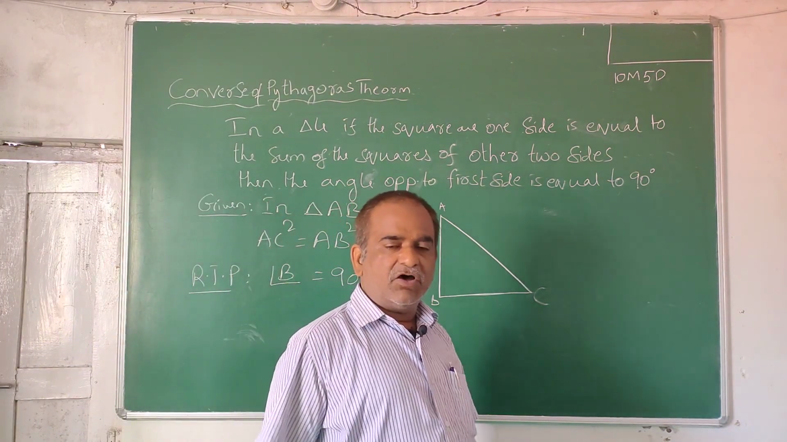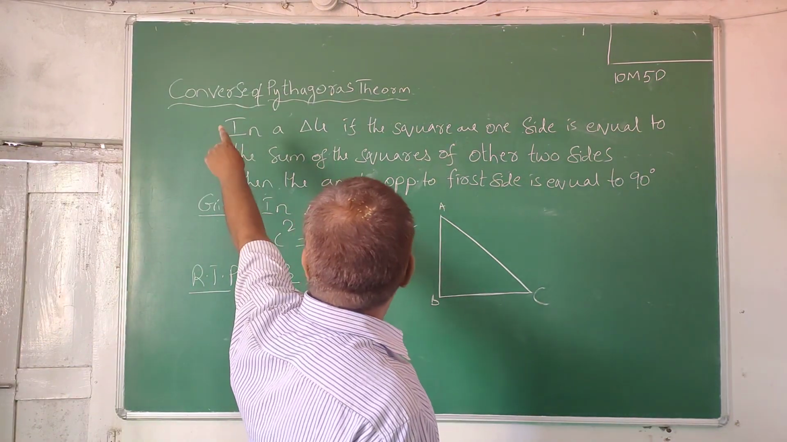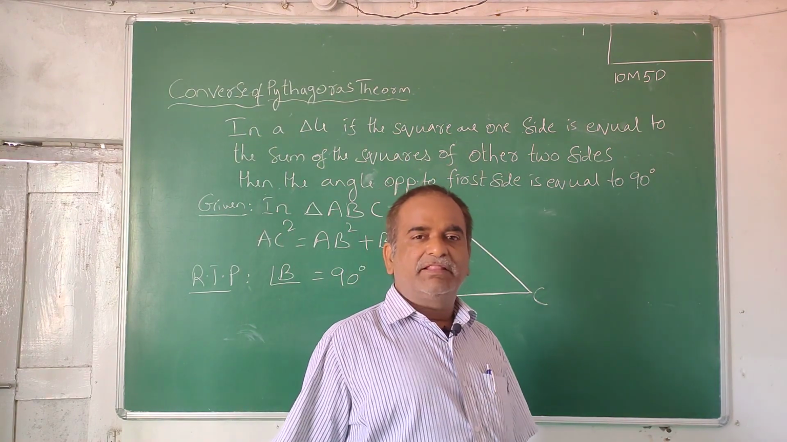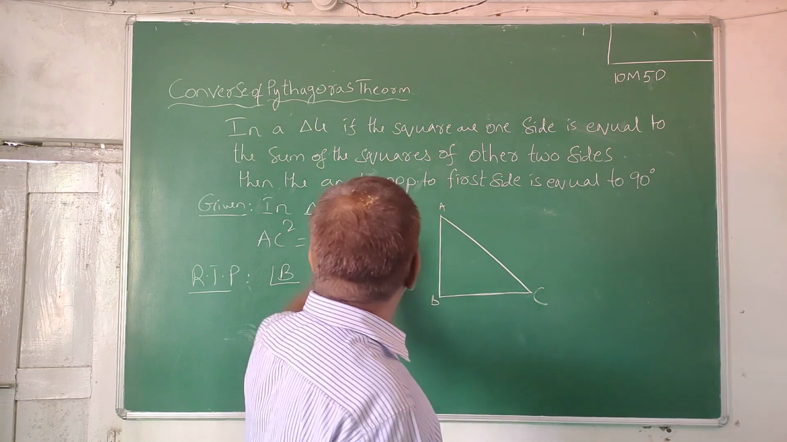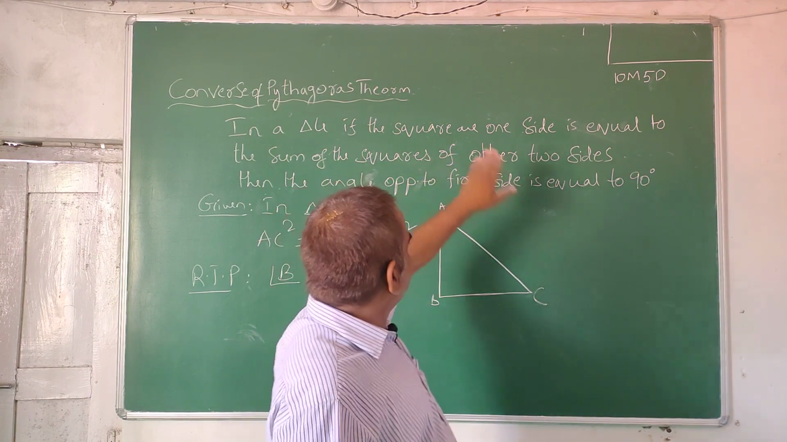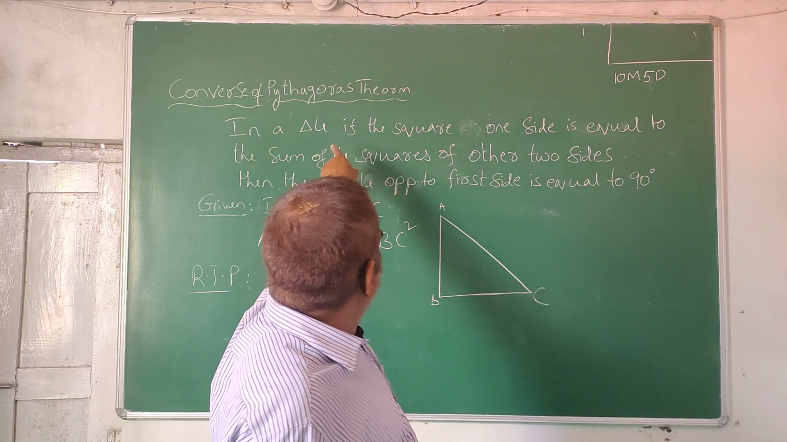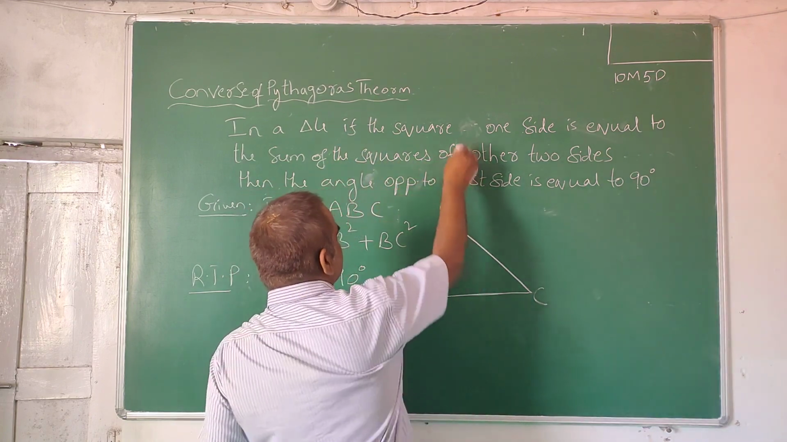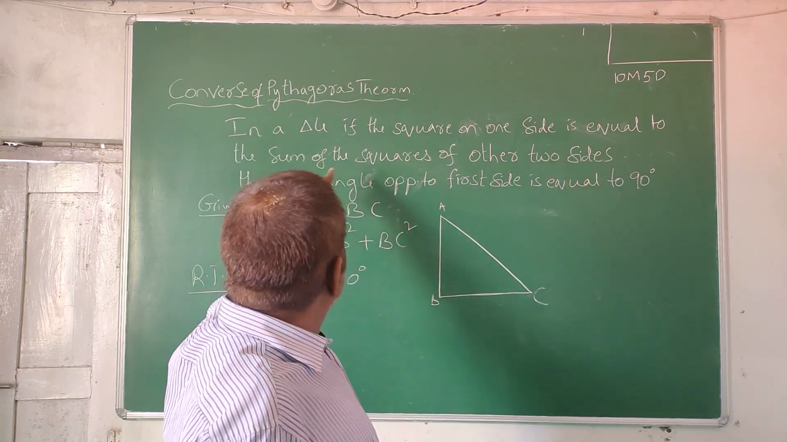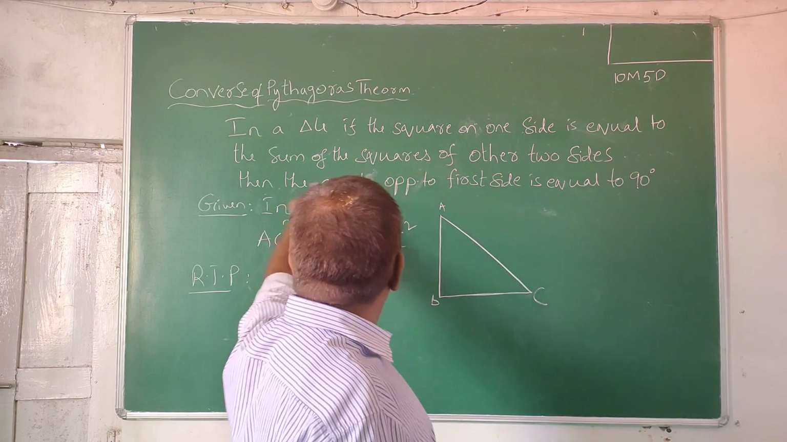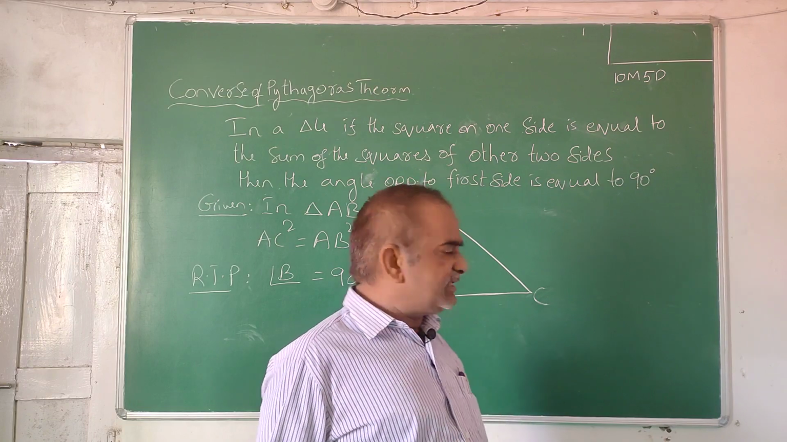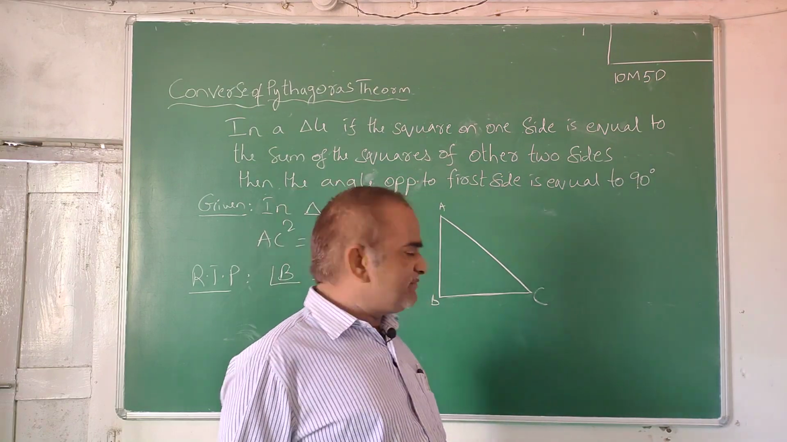So dear students, now we are going to discuss the converse of Pythagoras theorem. What does the converse of Pythagoras theorem tell us? In a triangle, if the square on one side is equal to the sum of the squares of the other two sides, then the angle opposite to the first side is equal to 90 degrees, that is, a right angle.